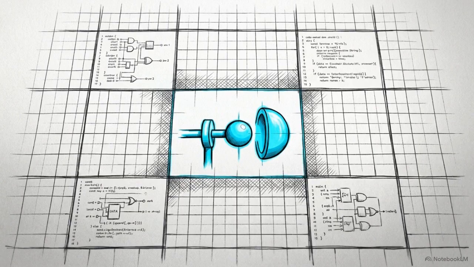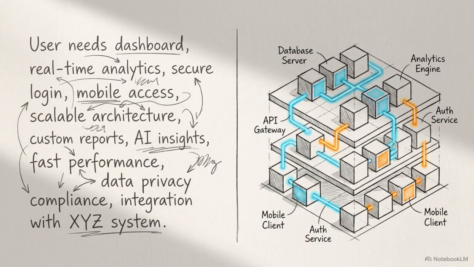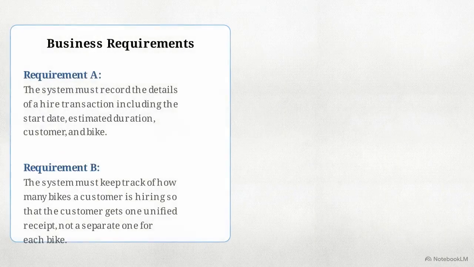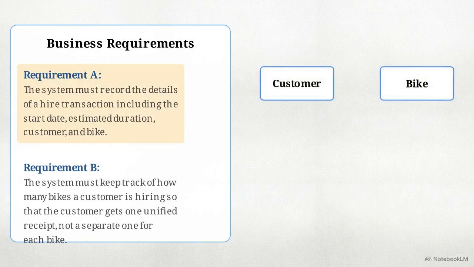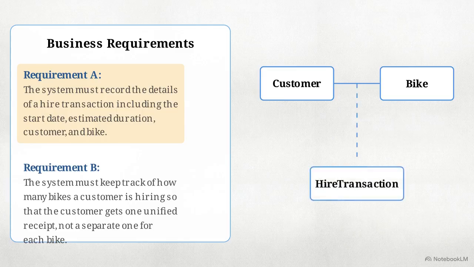We can prove the validity of this entire system by systematically deducing a complex architecture from raw, unstructured business rules. If a commercial bike hire system requires us to keep a record of a hire transaction, we know that the transaction belongs to neither the customer alone nor the bike alone. It demands an association class.